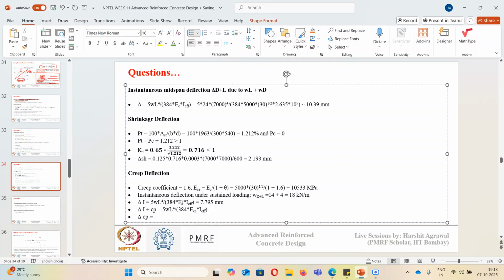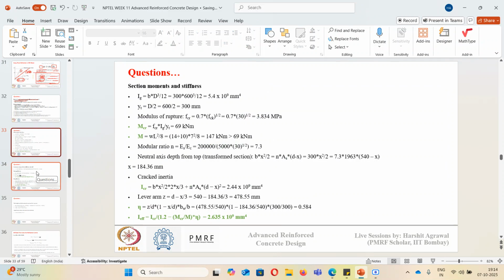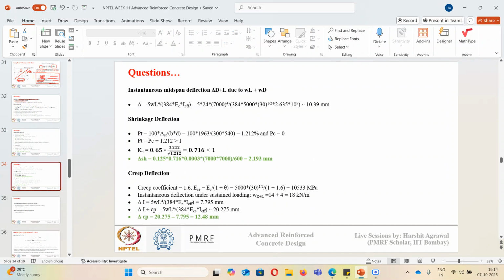In the creep effect, we just substitute EC with ECE, because the modulus of elasticity of concrete decreases under sustained loading conditions. So you will get delta I plus CP. When you substitute all the values, it will be around 20.275 mm. So the deflection due to creep will be 20.275 minus 7.795, which is equal to 12.48 mm. This is the deflection due to creep, and this was the deflection due to shrinkage. This is how we calculate deflection under different conditions: instantaneous deflection due to load, deflection due to shrinkage, and deflection due to sustained loading.